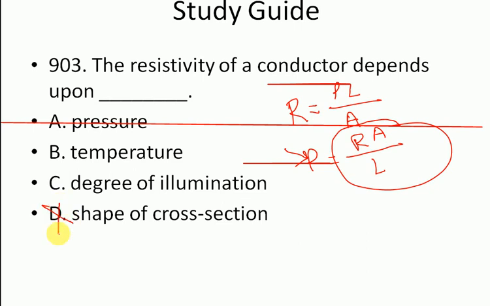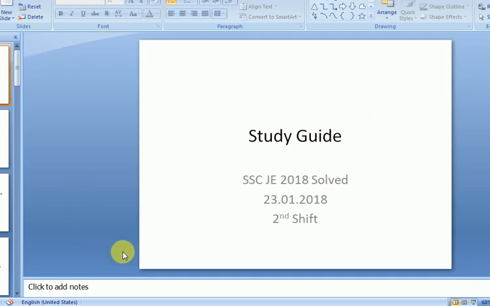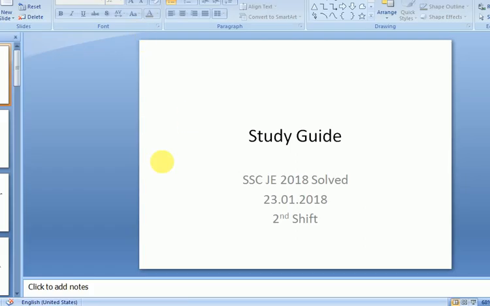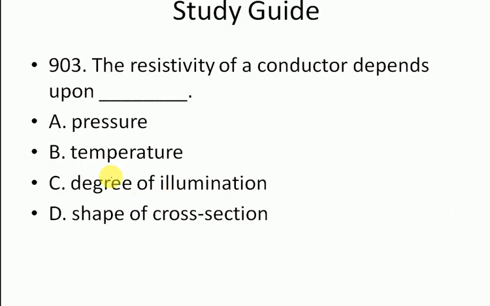The shape of the cross section will not be the answer and will never be the answer. So what are the possible options? The possible options are degree of illumination, yes, it is a possible answer, and temperature. Degree of illumination will enhance the temperature actually. So the best answer is temperature.